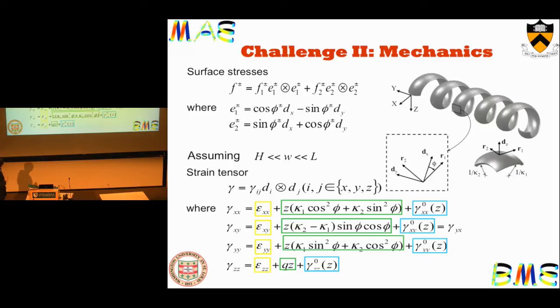deformation are the following. These white ones are the in-plane strain components, and the green ones are the strain components related to bending, because when you bend a ribbon, there are parts that are being compressed and there are parts that are being stretched. So the strain here will be linearly proportional to z, which is the distance away from the neutral plane. And there could also be these residual strains.